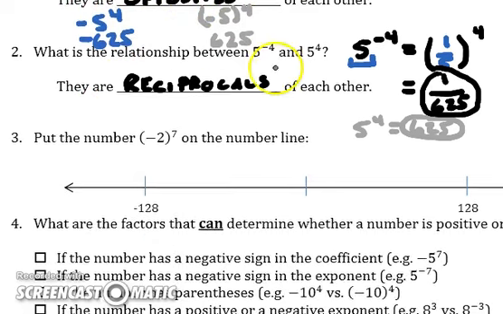However, this one, if there's something with the same base raised to the negative power and raised to the positive version of that power, they are always, always, always going to be reciprocals of each other. That will never change. This is always going to be true.